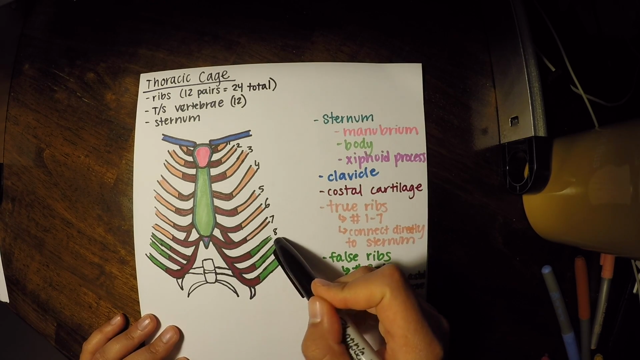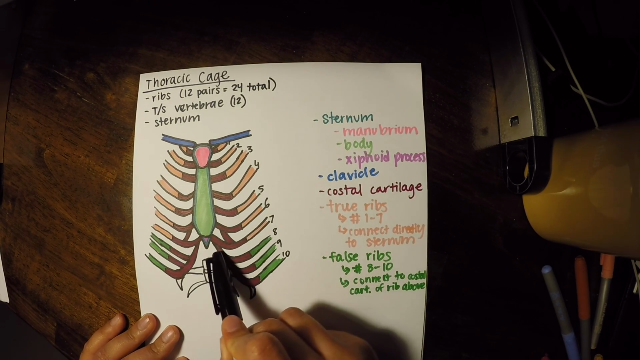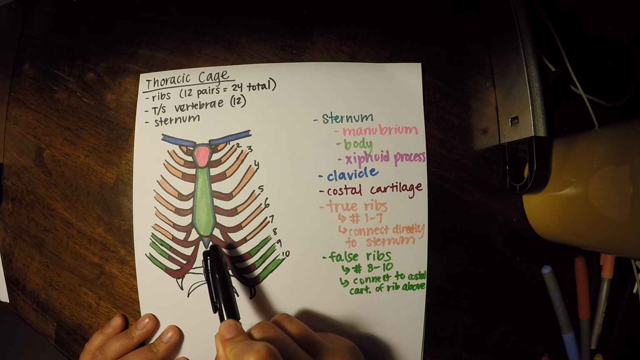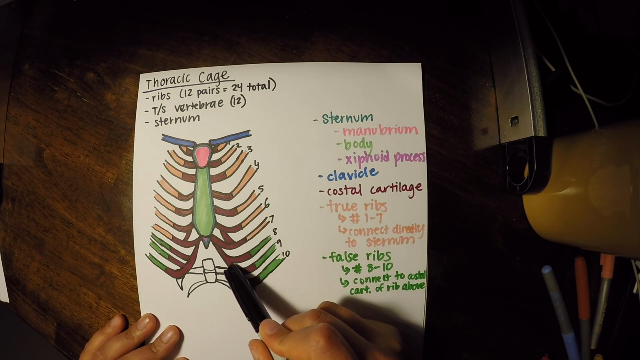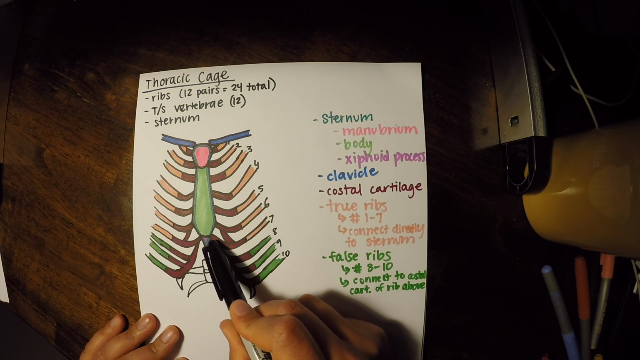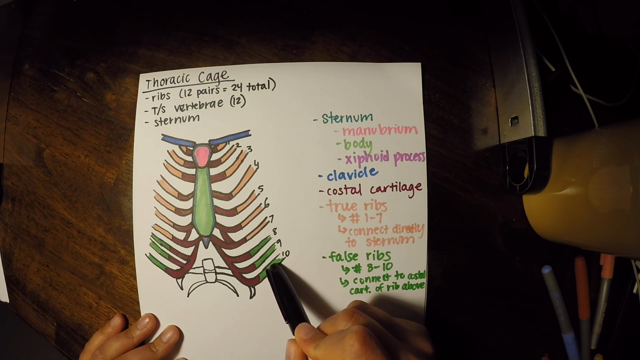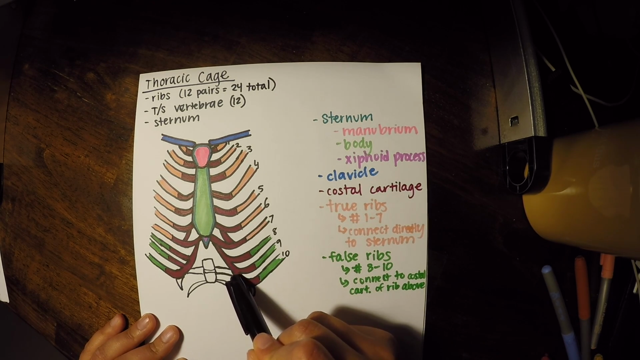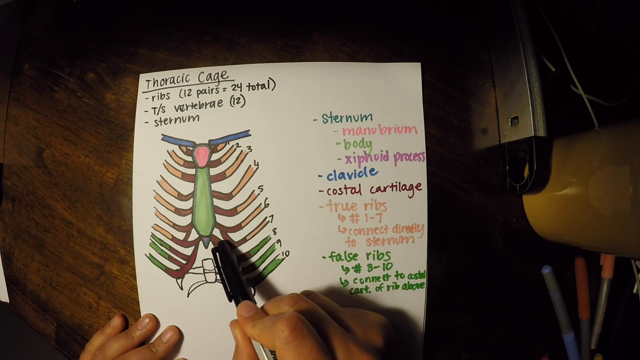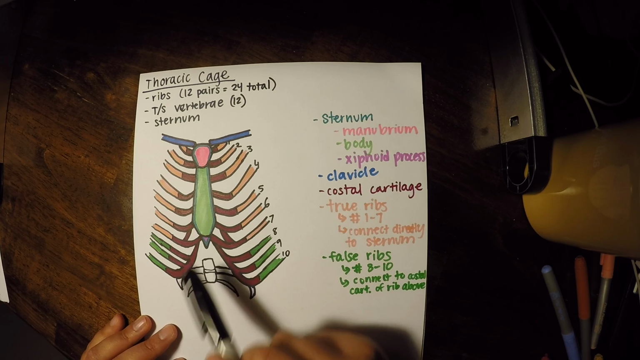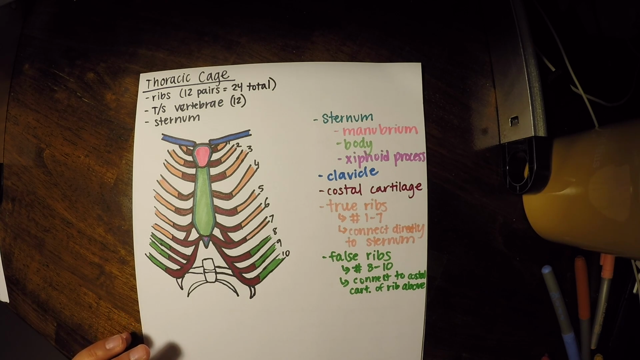Starting with rib 8, it goes in and it attaches directly to the costal cartilage of rib 7. Rib 9 goes in and attaches to the costal cartilage of ribs 8 and 7. And the same thing with 10, it goes in and attaches to the costal cartilage of ribs 9, 8, and 7, instead of that costal cartilage attaching directly to the sternum like it does in rib 7.